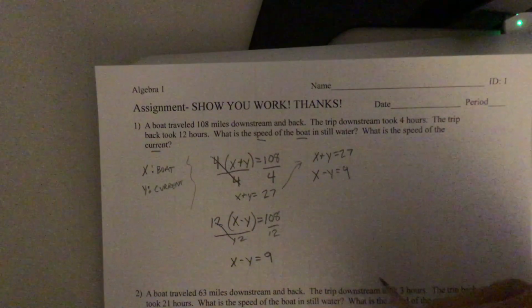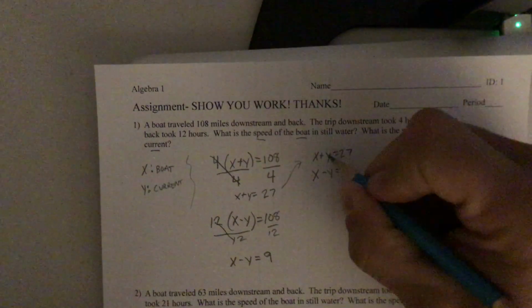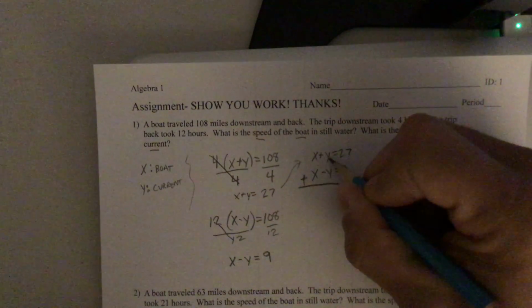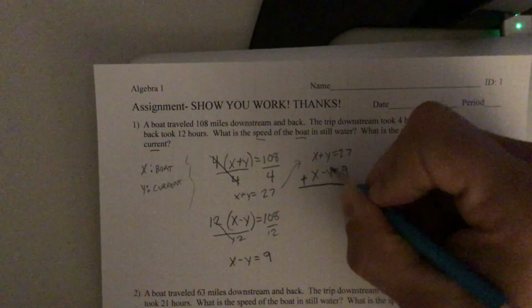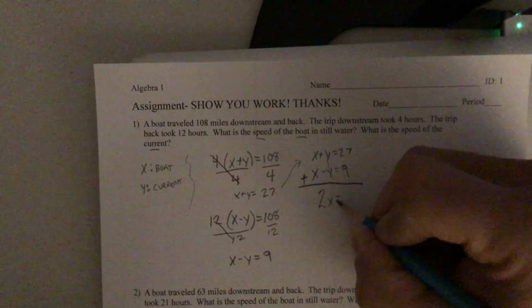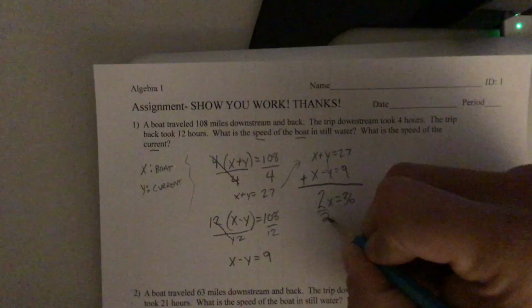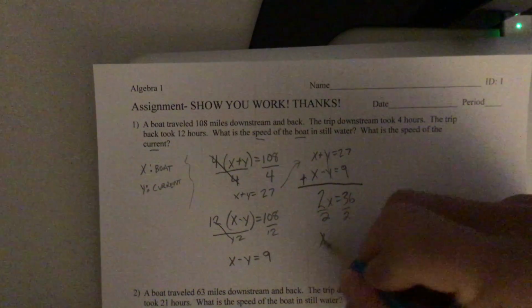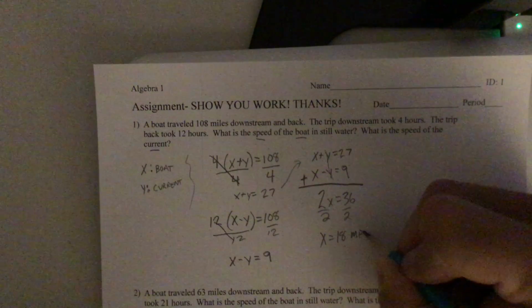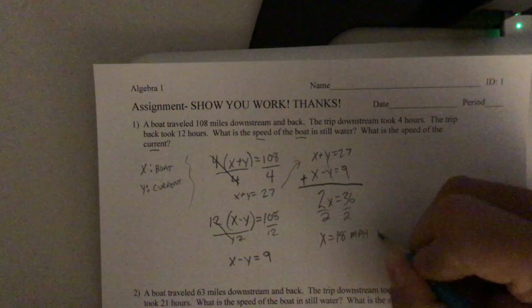Now it's just like yesterday. Literally, we already have opposites. We're just going to add and go. The reason we can do that is because we have positive y and negative y. Those opposites are going to cancel. We get 2x equals 36. Divide both sides by 2. X equals 18 miles per hour, and that's for our boat.